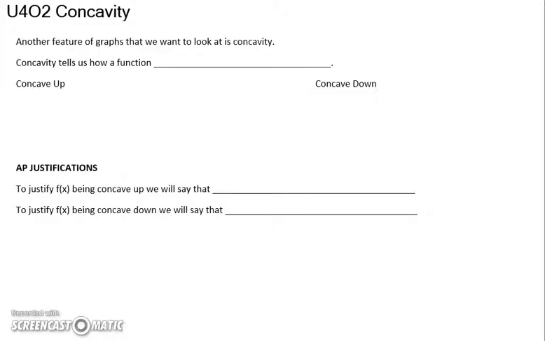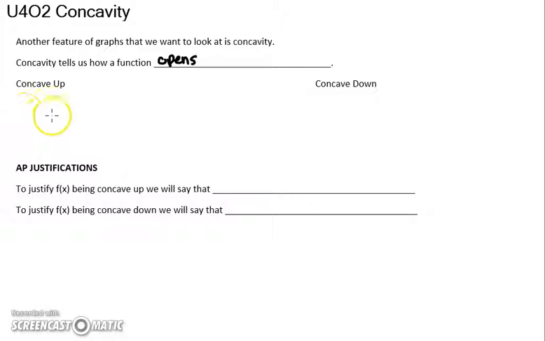Alright, in this video we're going to talk about Unit 4 Objective 2, and that is concavity. So in the last video we talked about monotonicity, so increasing and decreasing. Another feature of graphs that we want to look at is concavity. So concavity tells us how a function opens. So it's either going to open up or it's going to open down. It's going to be concave up or concave down.